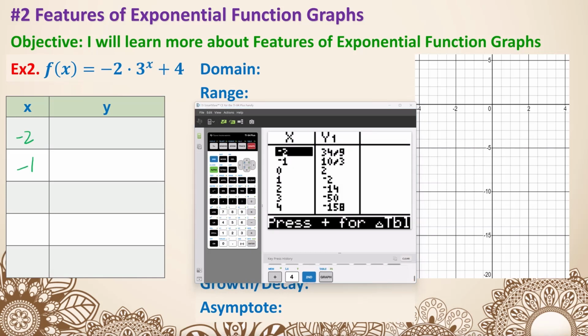Negative 2, negative 1, 0, 1, 2. Y values: 34 over 9, slightly less than 4; 10 over 3, a bit over 3; and then 2, then negative 2, then negative 14.